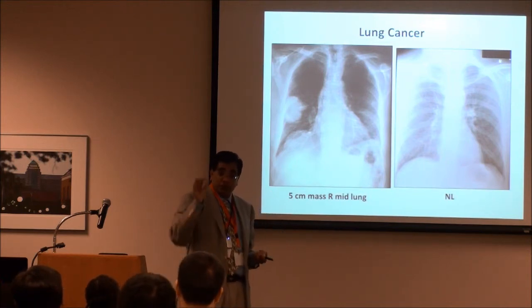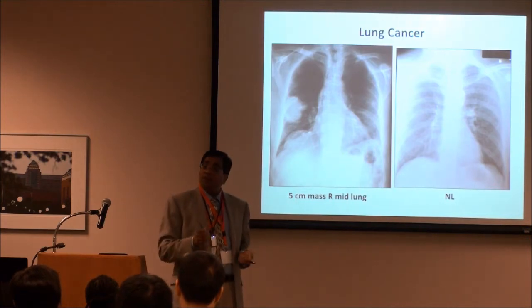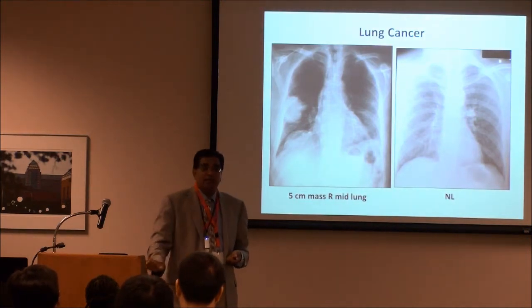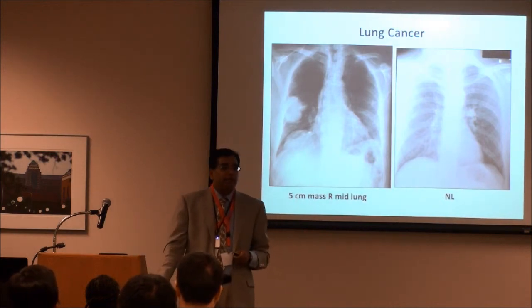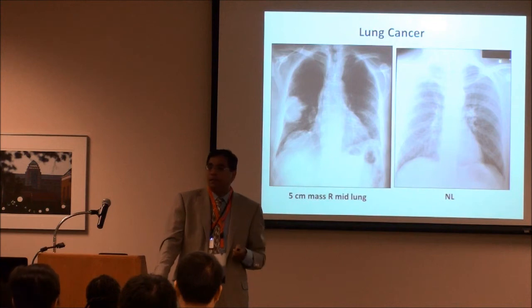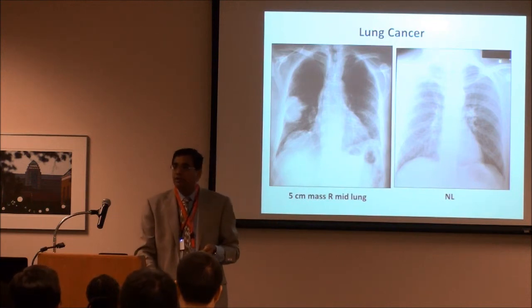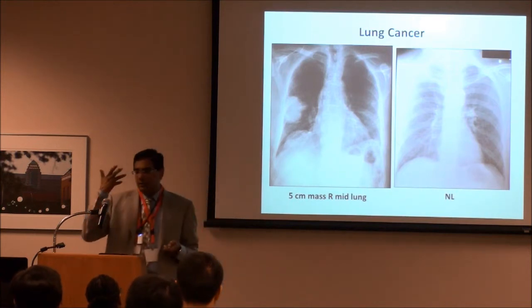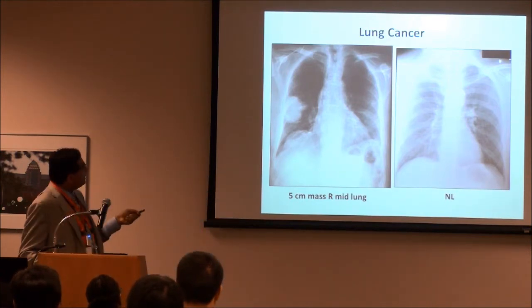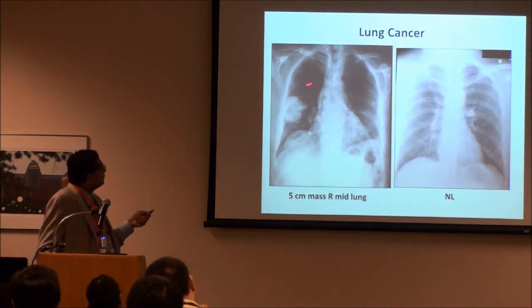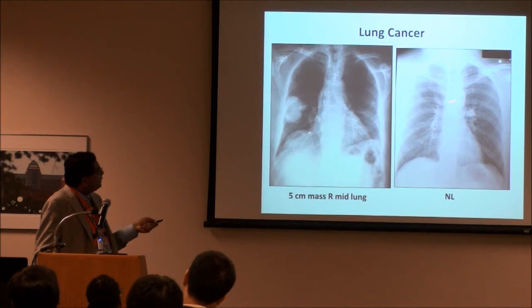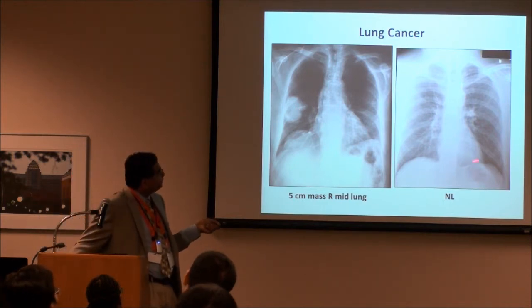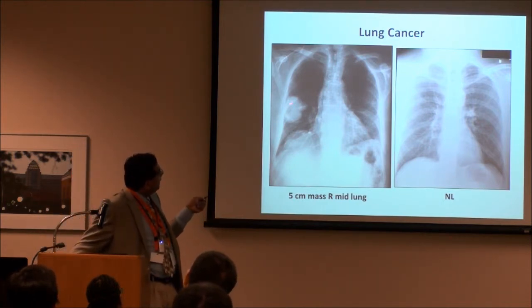If we are able to catch it really early on, maybe deaths due to lung cancer will decrease tremendously. And you can come up with a technique where you can diagnose lung cancers early without putting the patients through a lot of radiation and other discomfort. That's a thought process. So here is an example of a lung cancer. See this big mass here on X-ray. This is a normal X-ray. And this is a 5 centimeter mass.